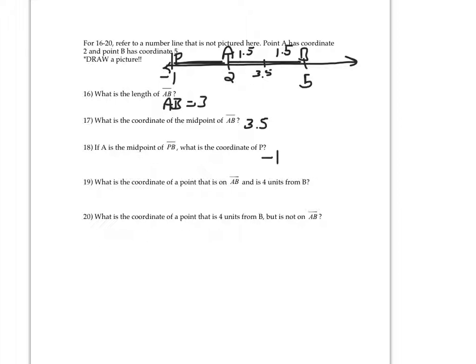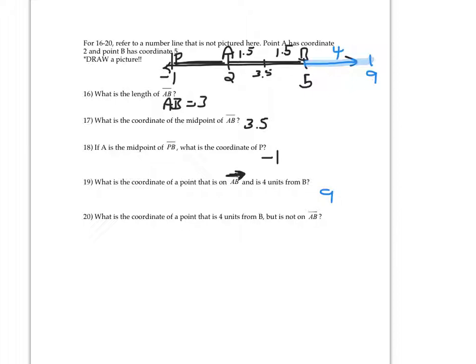It says, what is the coordinate of a point that is on ray AB? So it's hard to see on this. It's easier to see in your textbook, but this is actually a ray symbol. It says, what is the coordinate of a point that is on ray AB that is 4 units from B? So we'd have to continue going to the right 4 units. So if we went to the right 4 units from B, it would have a coordinate of 9.